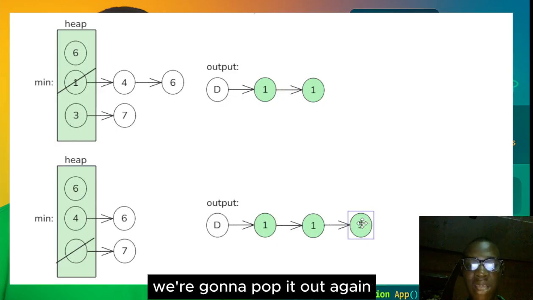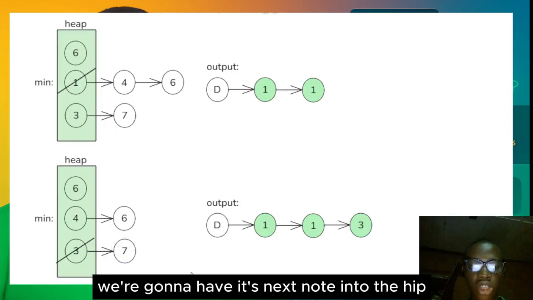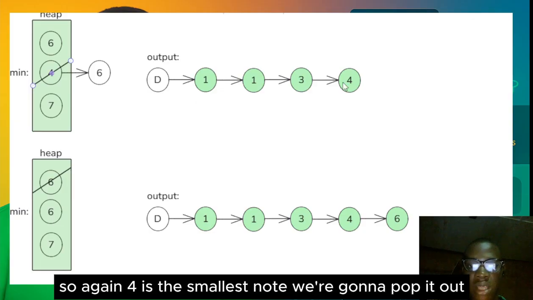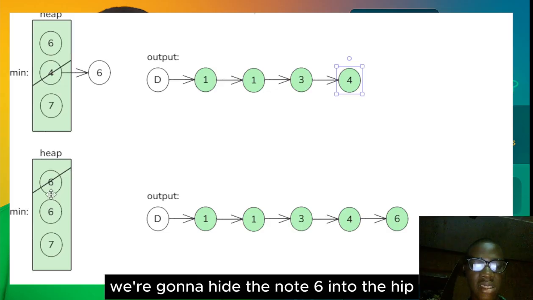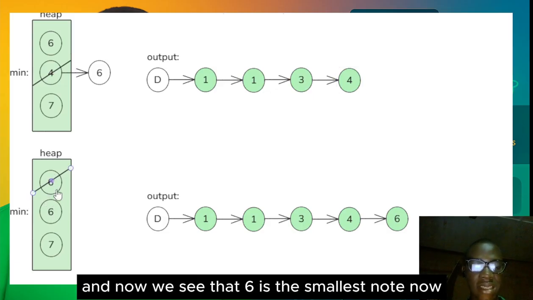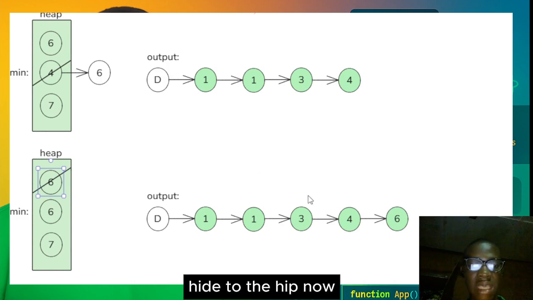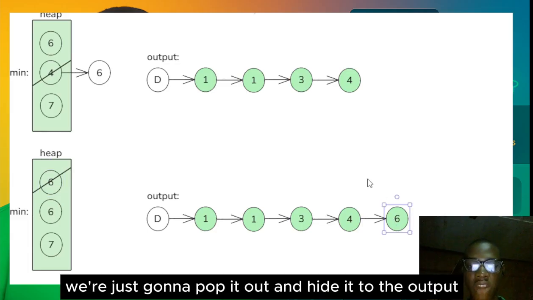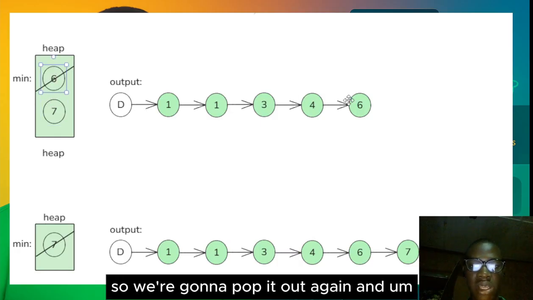We pop it out again, and popping it out, we add its next node into the heap, and this is it right here. Again, 4 is the smallest node, so we pop it out. That's how we keep going. Popping 4 out, we add the node 6 into the heap, and now we see that 6 is the smallest node, so we pop it out. There's nothing to add to the heap now, because it does not have a next attribute. So we just pop it out and add it to the output, and now we have just 2 nodes inside the heap, and this is still the smallest node. So we pop it out again.